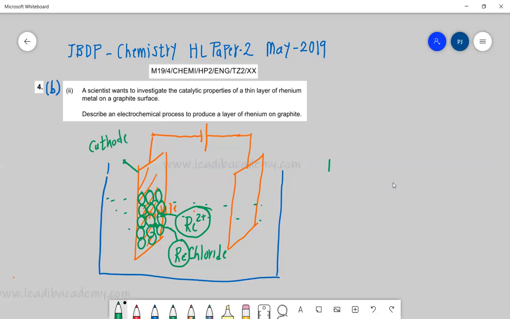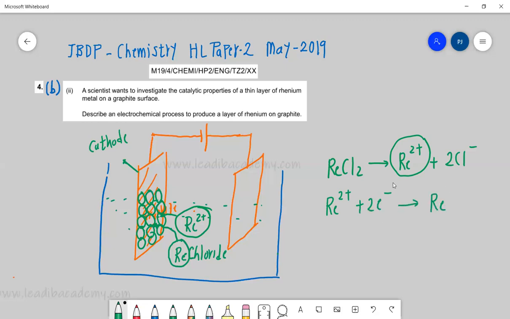So what reaction is taking place? ReCl2 gives Re2+ and 2Cl-. So we are interested in this. This will get reduced to form Re, and this is what exactly will start getting deposited.